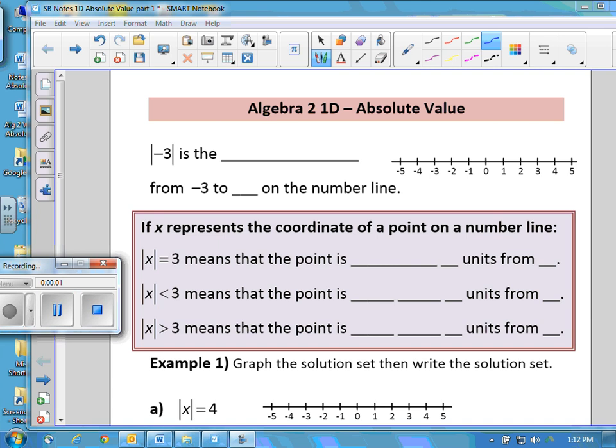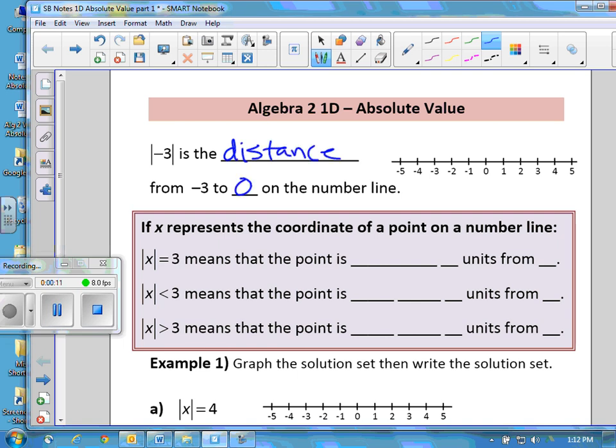This lesson is about absolute value. When we look at the absolute value of negative 3, we have to understand that that is the distance from negative 3 to 0 on a number line. So here's the point negative 3, and it is 1, 2, 3 units from 0. So that's why the absolute value of negative 3 is positive 3, because distance is always positive.